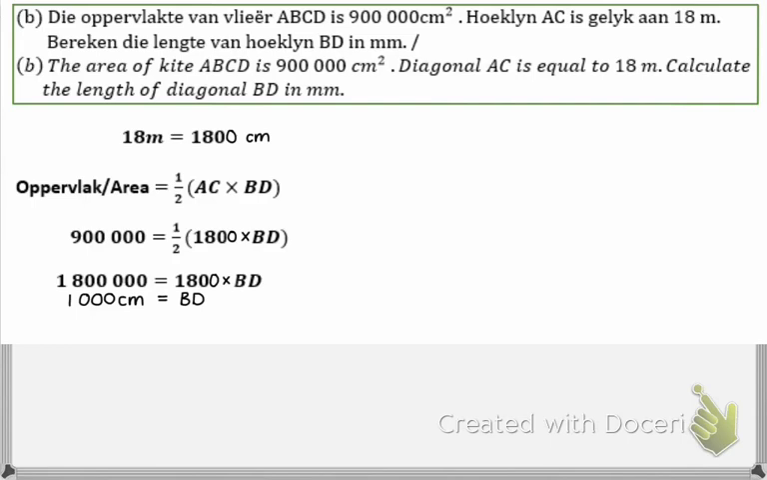Alright, so I know that there is 10 millimeters in 1 centimeter. So that 1,000 centimeters I'm just going to multiply with 10 to get it in millimeters. That means that BD will have a length of 10,000 millimeters.